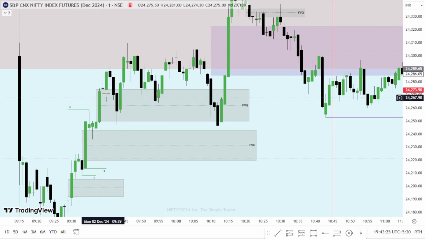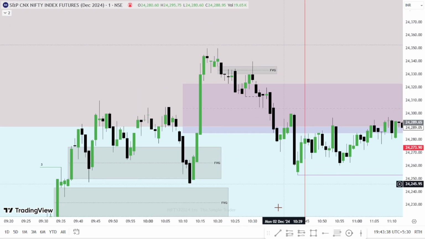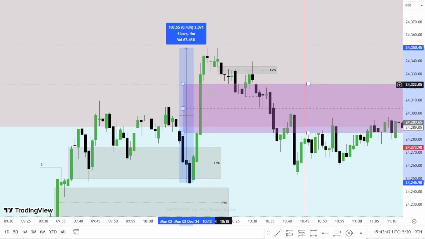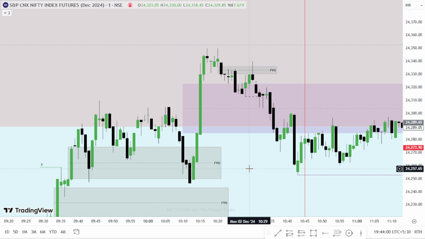Similarly, here is the case. There were a lot of buyers here. Price came down, went up, and again came down and hit this fair value gap. And then finally it went up. So I'll just show you. Look at this. This simple move is around 100 points. In Nifty, 100 points is a very good move to capture. One lot will earn you around 7,500 points. So that's a lot of money for a day trader, right?